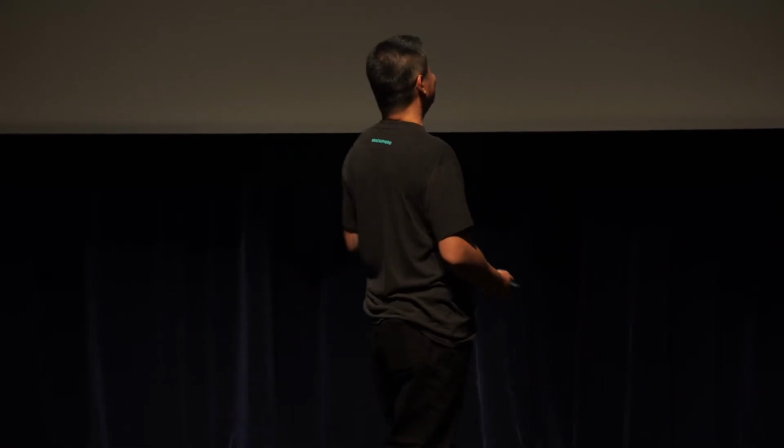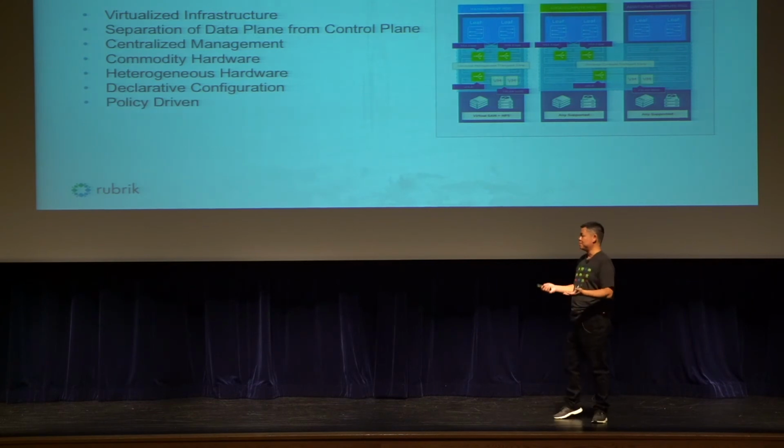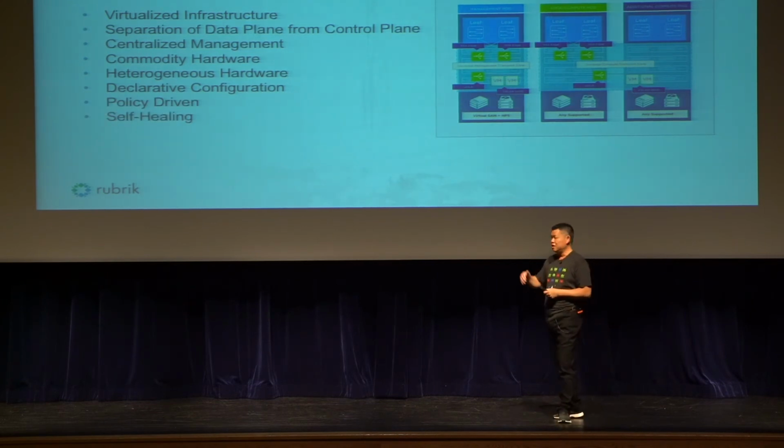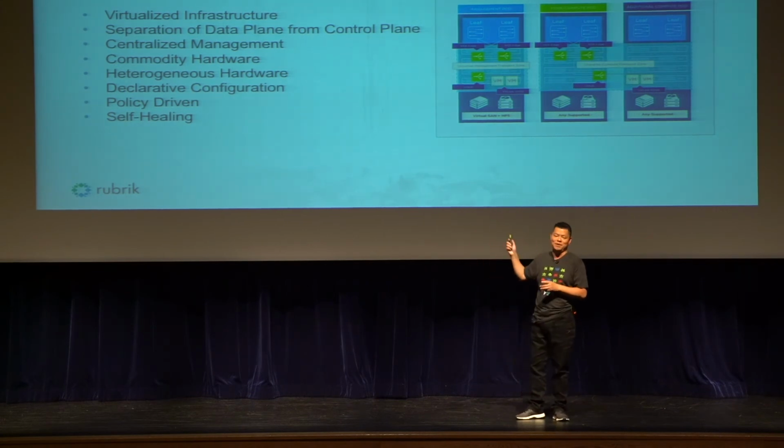We're the guys who care about stuff like, hey, is everything virtualized rather than physical? We're the ones who may care about how data planes and control planes are separated, whether you can centrally manage it, and what kind of hardware it's running on. Is it heterogeneous? Is it commodity? Can I do a declarative configuration instead of having to go through 20 steps? Just say I want this, and have something configured, and have policies apply and self-heal. Most of this stuff, some of it an end user might care about, but most of it you care about, right?